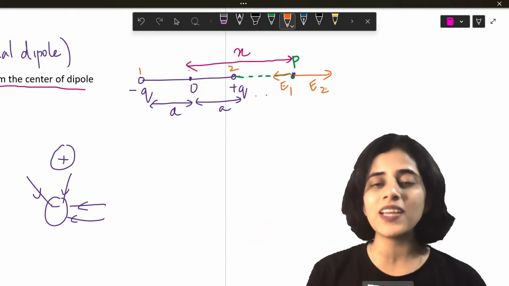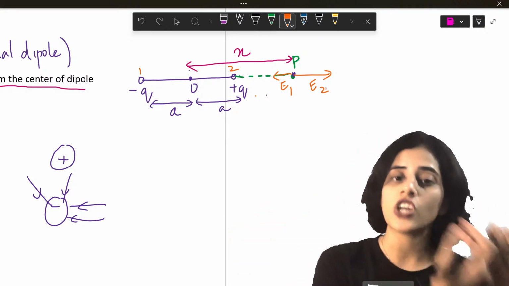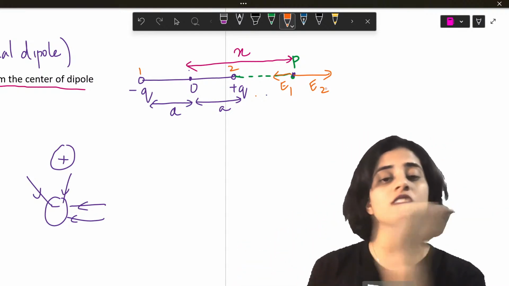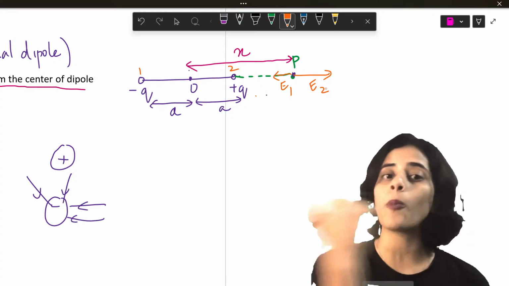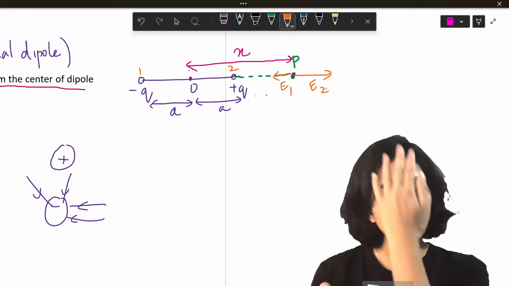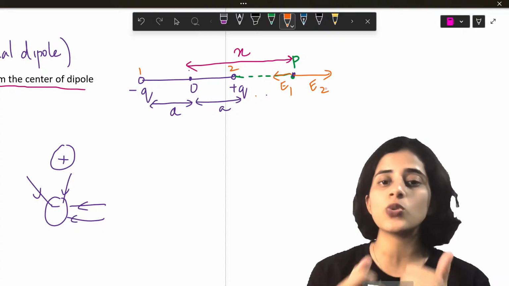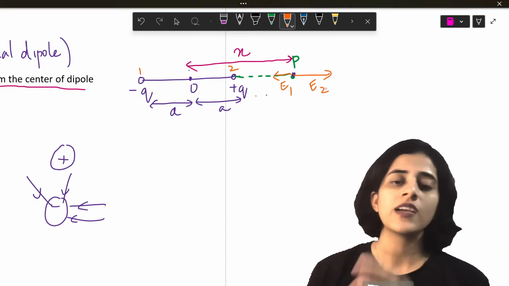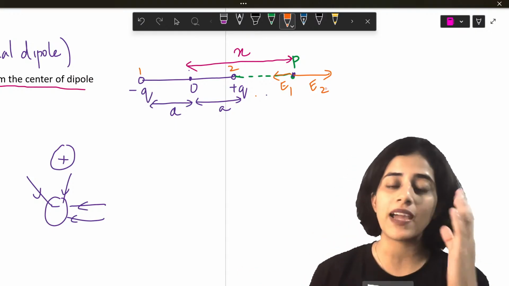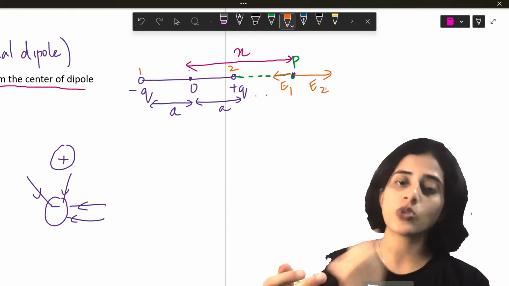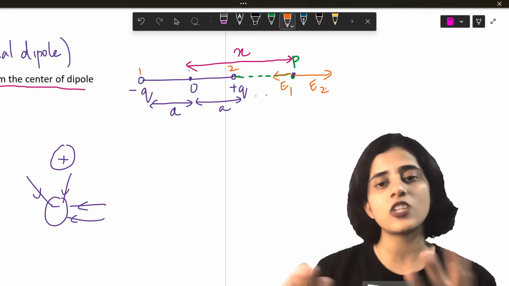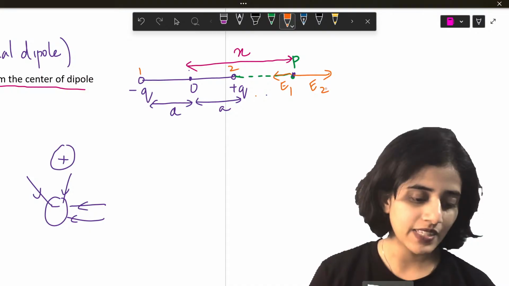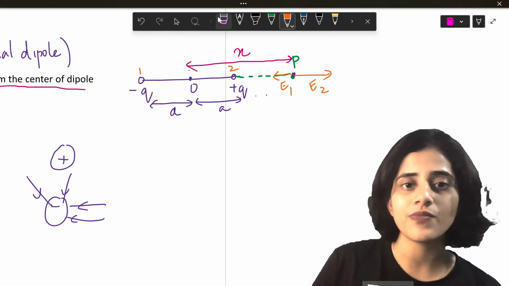So at point P, it experiences a force because of charge 1 and charge 2. Because of charge 1, it will be along this direction since it's negative. Because of charge 2, it will be opposite because it's positive. Now you can also see E1 and E2 are arrows of different sizes. Why? Because plus Q is closer to P, so it will have more effect. Minus Q is very far away from P, so it will have lesser effect. So that is why E2 is longer, because plus Q is closer to P. Is this much clear? Okay.